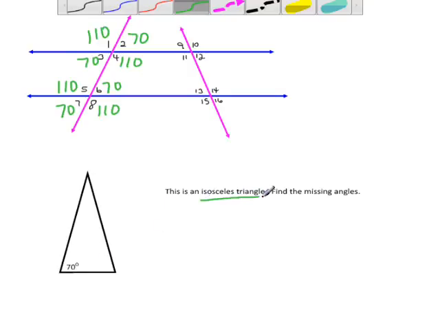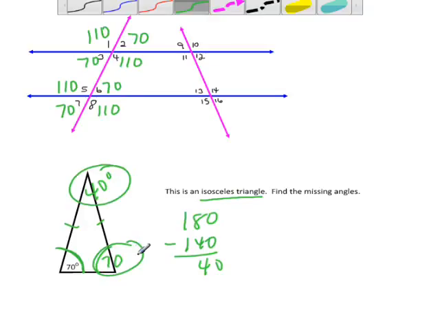Alright, our last one says this is an isosceles triangle. That means we have two sides the same, but it also means we have two angles the same. They want us to find the missing angles. Well, since this angle is 70, this one must also be 70. We know there's 180 degrees in a triangle. If we subtract off 140 for those two angles, we're left with 40 degrees, so this missing angle is 40 degrees. And that's the end.